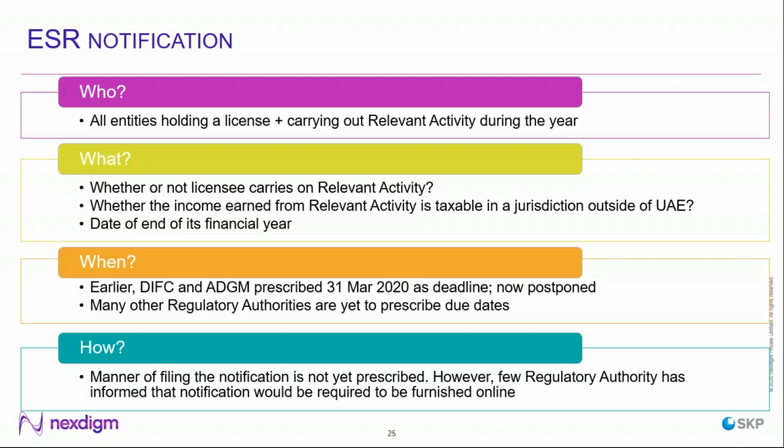As such, the regulation has also prescribed what needs to go in the notification, and these are very bare minimum details because this is only a notification. It talks about only whether or not the licensee is carrying out a relevant activity, what is the financial year that the businesses are subject to, and also whether the income is getting taxed anywhere outside of the UAE. These are the bare minimum details required. As for the timelines, DIFC and ADGM had prescribed a timeline of 31st March, but they have been pushed already, and there is no fresh date as to by when the notification needs to be filed. However, notification is a mandatory compliance requirement as per the regulation, so it is only a matter of time as to when fresh dates will come.